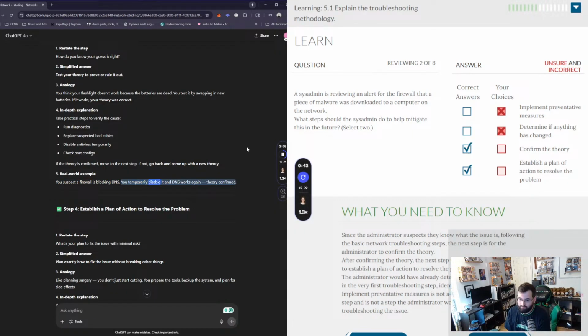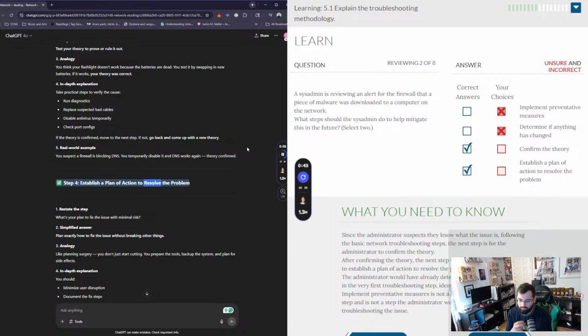You suspect a firewall is blocking DNS. You temporarily disable it and DNS works again. Theory confirmed. Step 4. Establish a plan of action to resolve the problem.